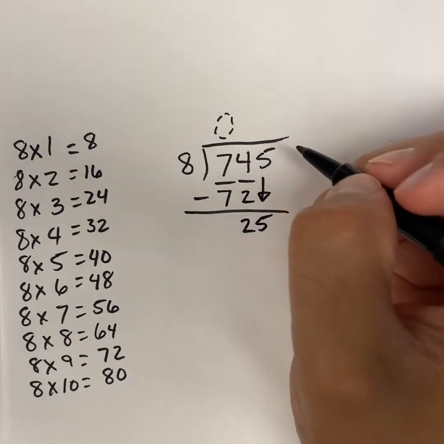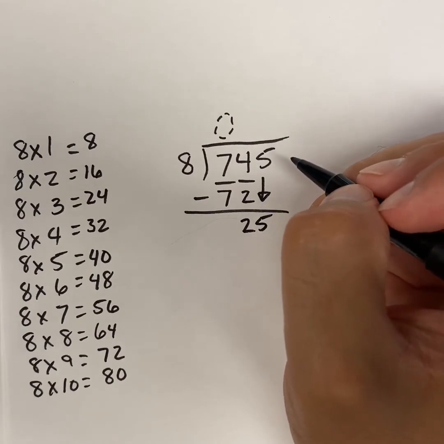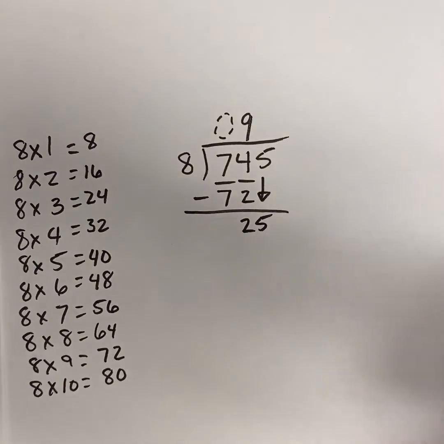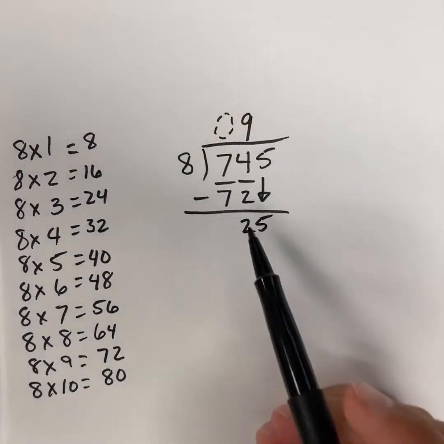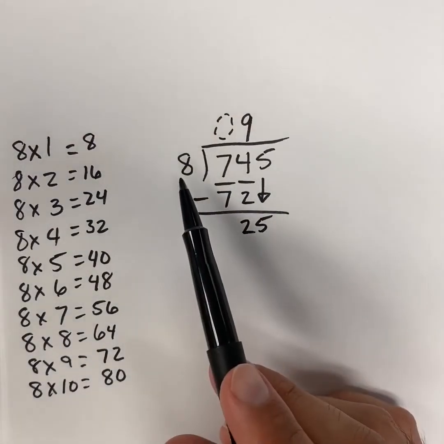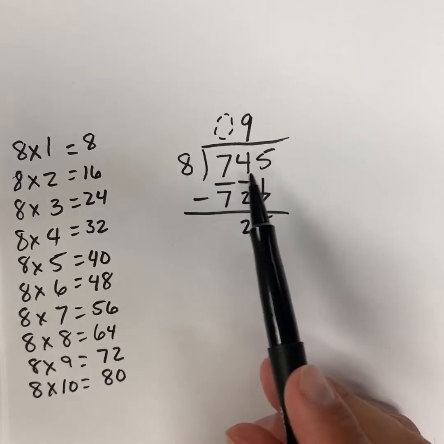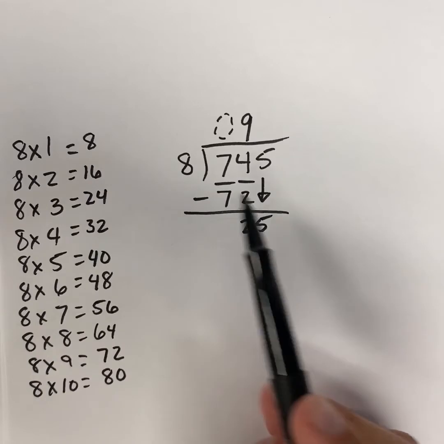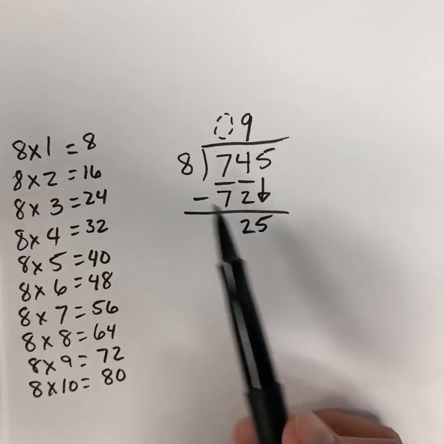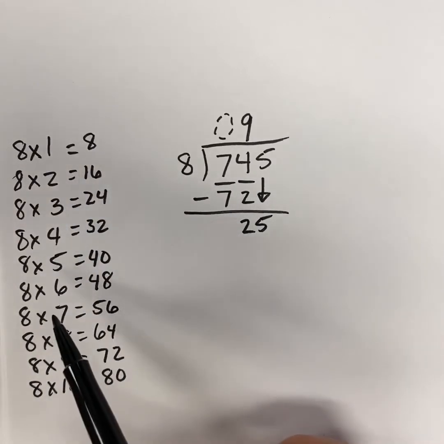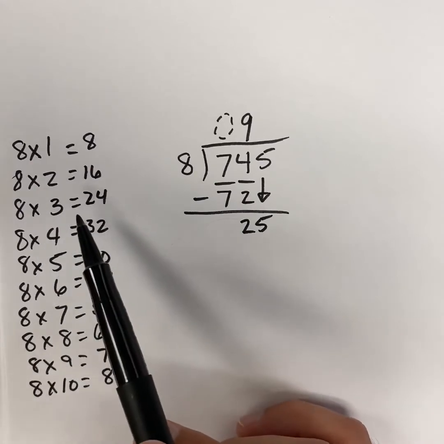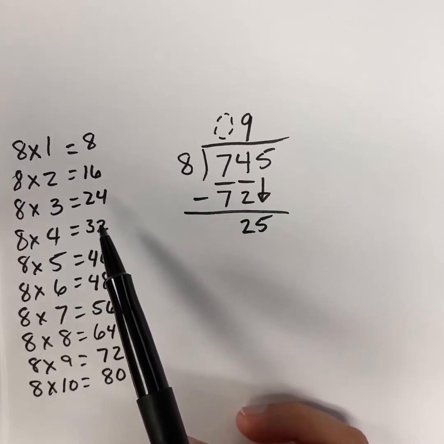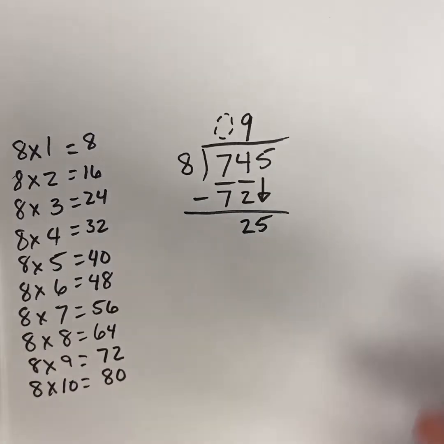Now, I've made one mistake. What did I forget to do? I forgot to write my 9 up here in my answer. So let's go ahead and look through this. Remember, we're not looking at how many times 8 goes into 45? No. Our new number here is 25. How many times does 8 go into 25? Well, I've already listed out all of my multiples, so we can look through here. 3 times is 24, 4 times is 32. Well, 32 is too big, so it must have gone in 3 times.